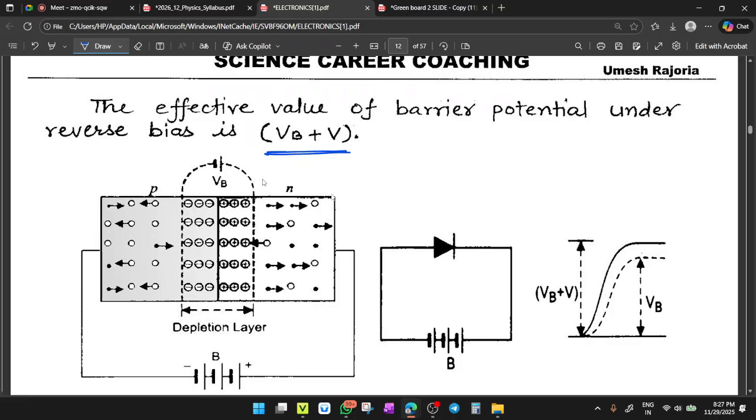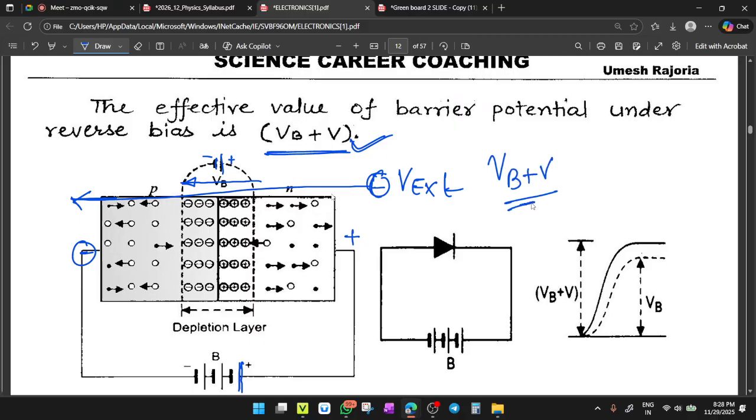Why? Because previously the electric field was working here from plus to minus. But now the applied electric field is also plus to minus. This becomes plus and this becomes minus, which means your external electric field is working in the same direction. So your effective voltage increases to VB plus V.